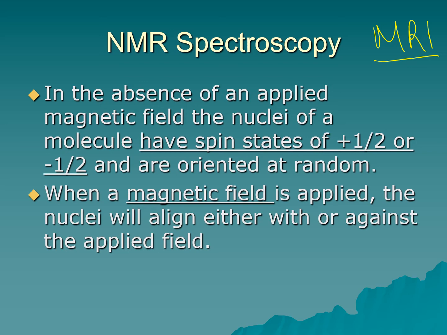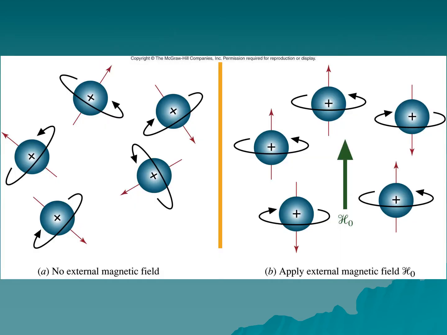If there's no magnetic field, the nuclei of a molecule all have a spin state of positive 1/2 or negative 1/2. They can only have those two, and they're random. But when you apply a magnetic field, the nuclei will either align with or against the applied field, and then they can also flip when you pulse that magnetic field. So, look, random nuclei. There's a positive charge, that's the nucleus, and look how random they are. But then you apply a magnetic field, and they line up and either spin one direction or the other. You pulse that magnetic field, and they flip.